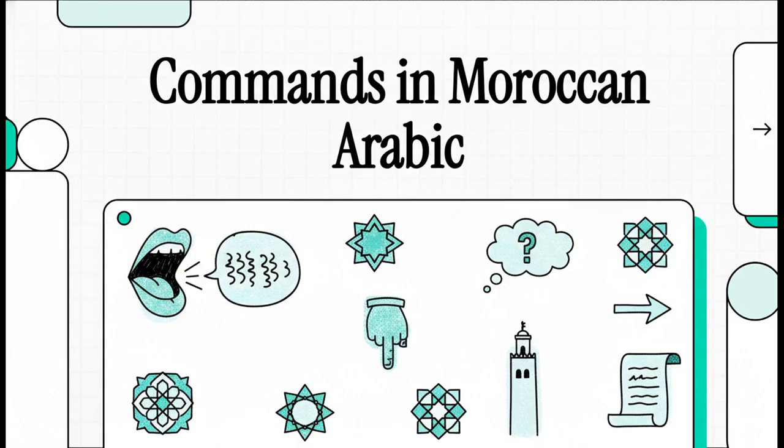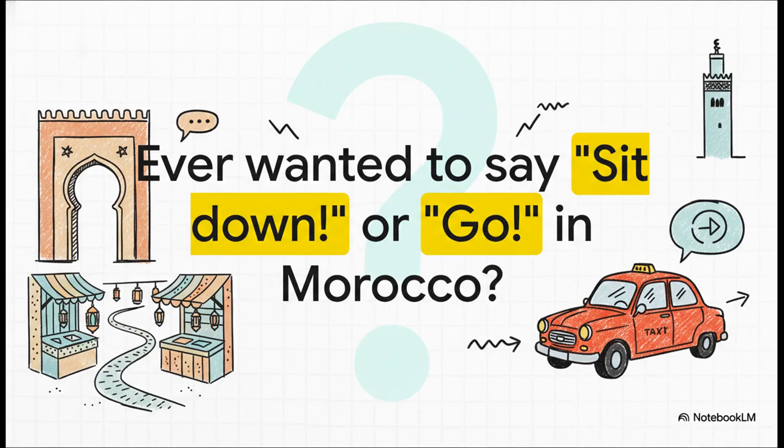Let's jump right in. Have you ever been in that situation where you just wanted to say something simple like, sit down, or come here? Knowing how to do that, well, it's the difference between just watching things happen and actually being a part of the action. It's for everything, navigating, directing, or even just telling a friend, hey, sit down, let's have some tea. So let's figure out how it's done.